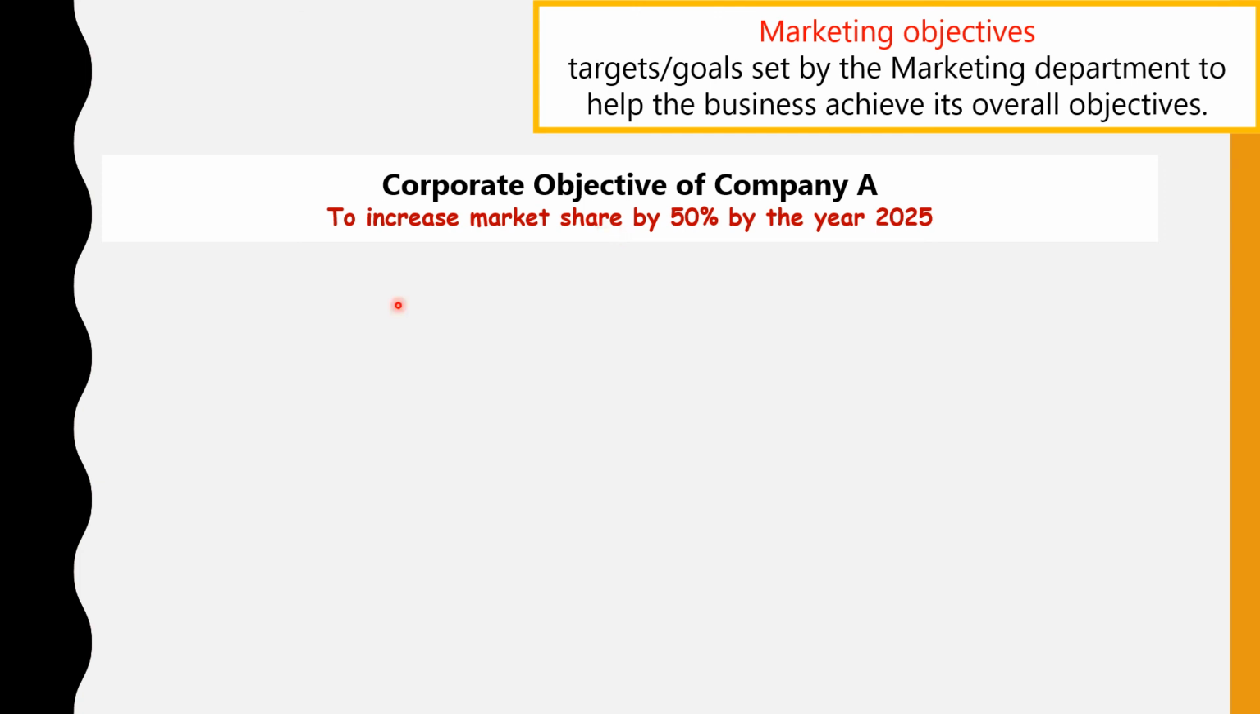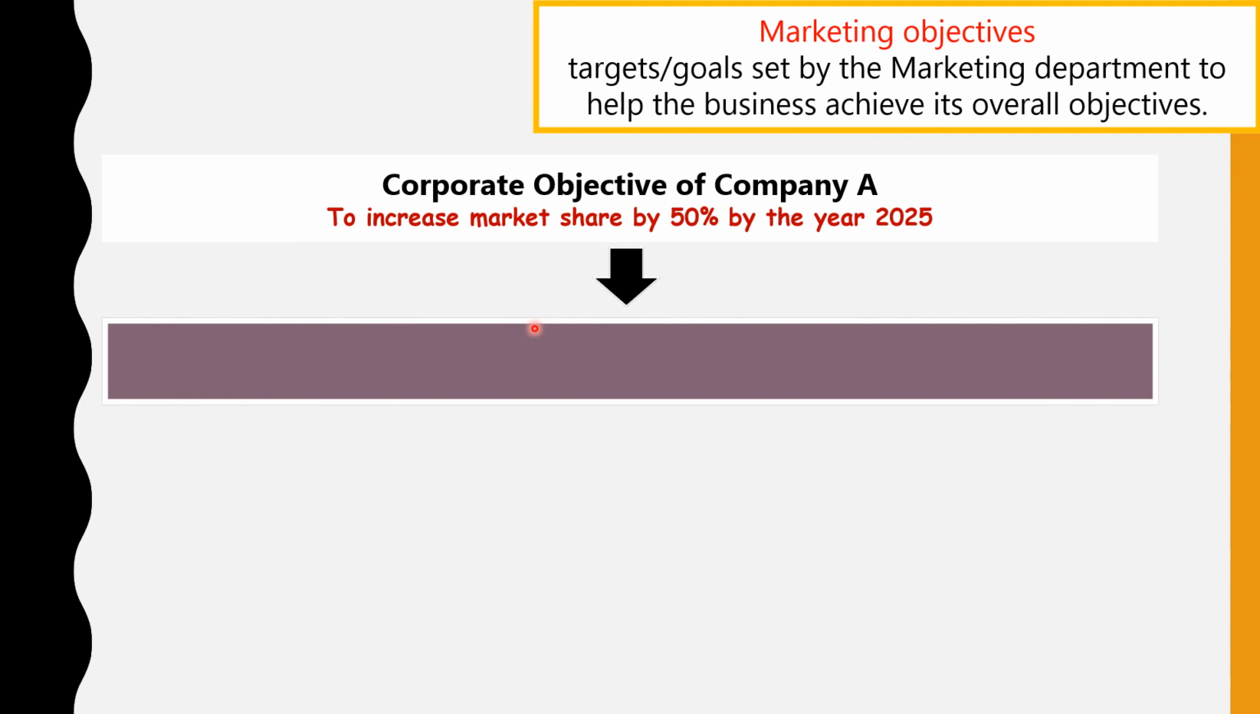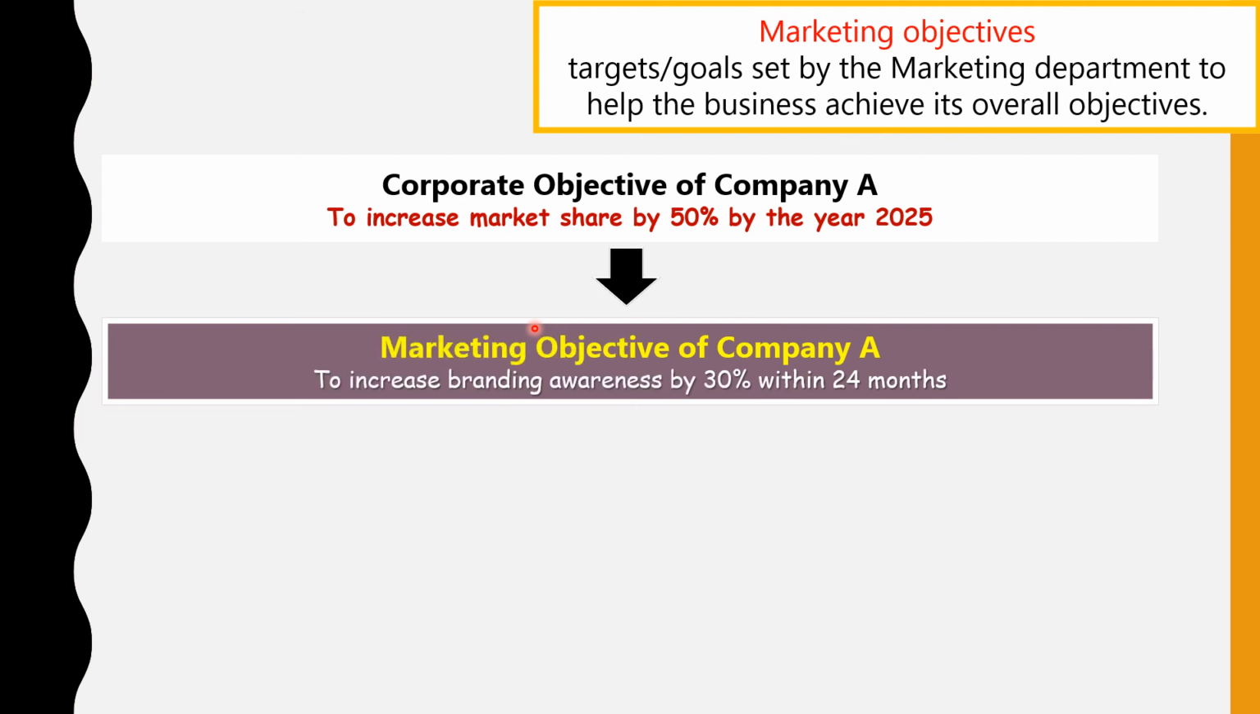For today's example, we are saying that the corporate objective for company A is that they want to increase their market share. And how do you increase your market share? Of course, by having more sales, so that you hold a bigger piece of the pie as compared to other players in the same industry. So this is the main aim of company A. Now, if we break that down to the marketing department's objective in order to reach the corporate objective, let's look at an example here.